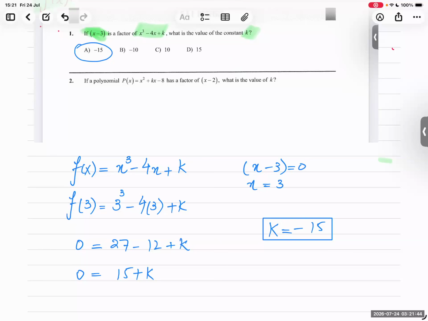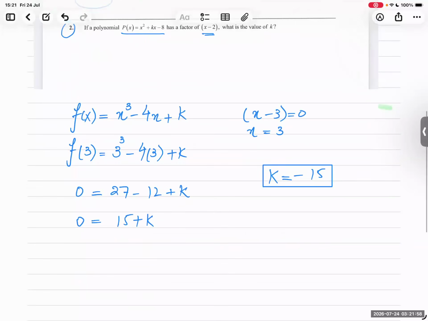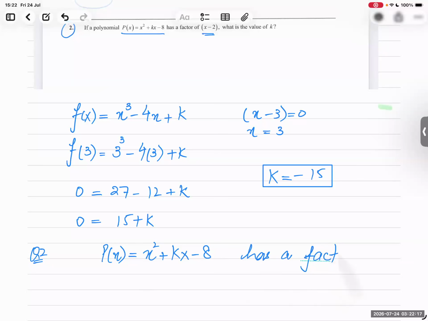Now, the second part: if this polynomial has a factor x minus 2, what is the value of k? Can you please try it? Question number 2 says if we have a polynomial p of x equals x square plus kx minus 8, with a factor of x minus 2.